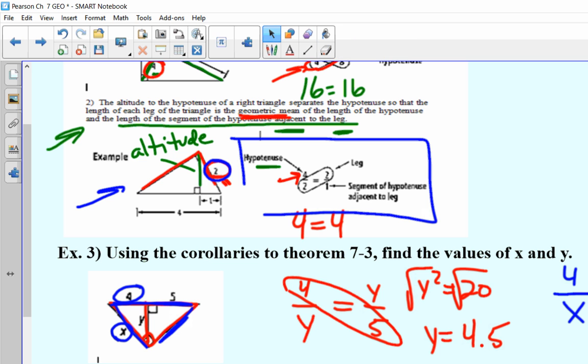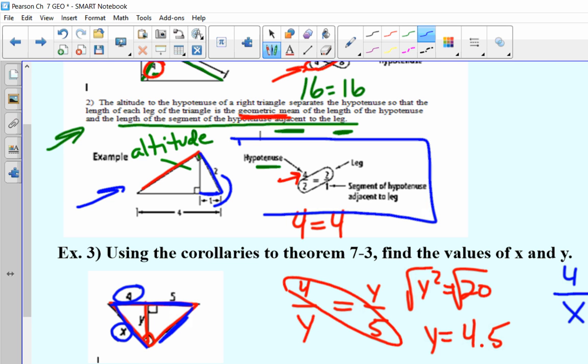I think I used the word relationship. These two have a relationship. So they're adjacent to each other. This is a piece of the hypotenuse. This is my geometric mean. But then they use the entire hypotenuse in my other piece of the proportion. So in this case, that's going to be 9.